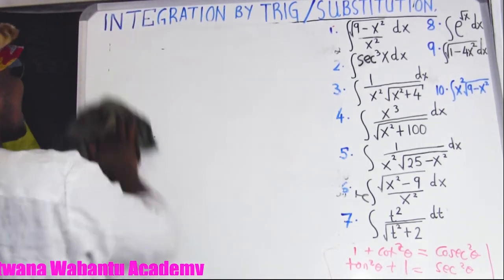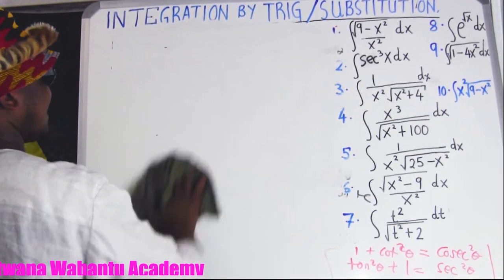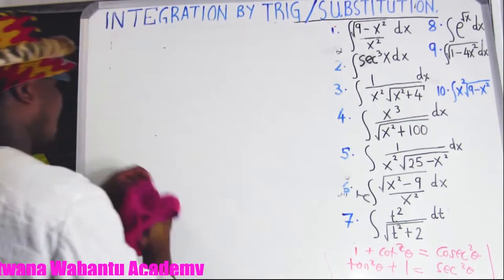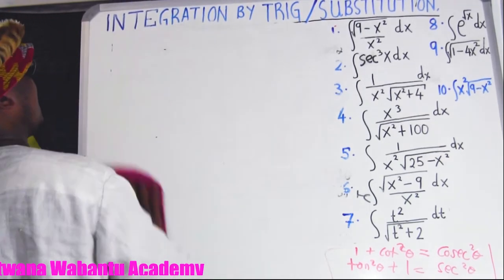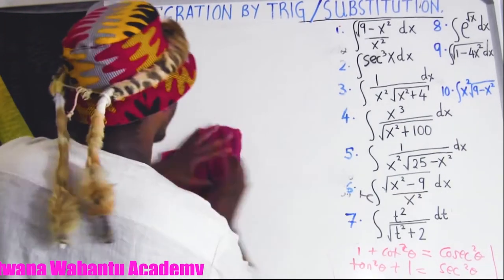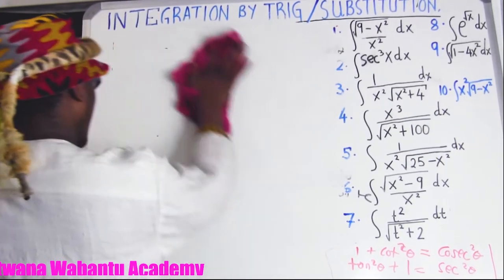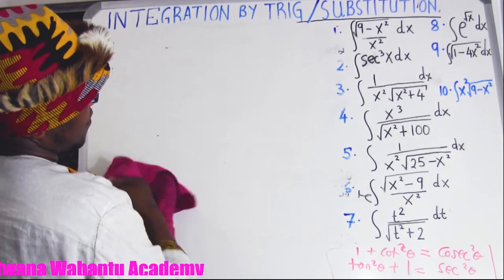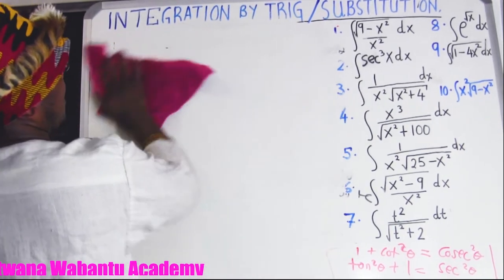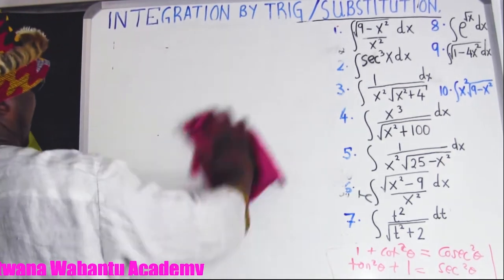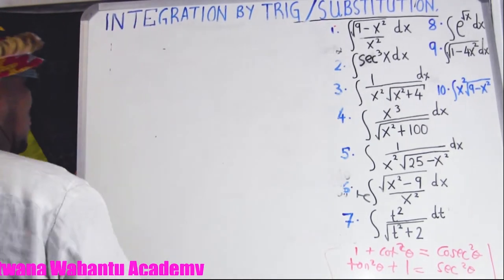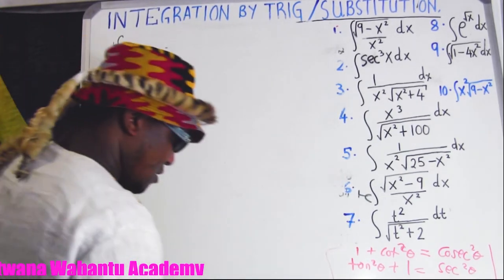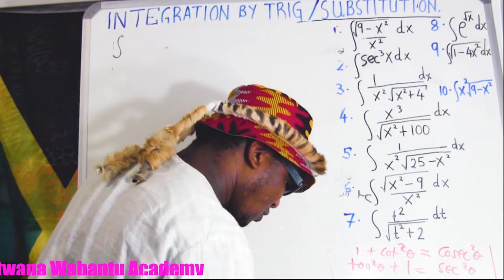Number six is going to be sec. Yes, that's a sec. Definitely, that's a sec, because we see it's x minus a number. Okay, now we've got number six. So, integral.